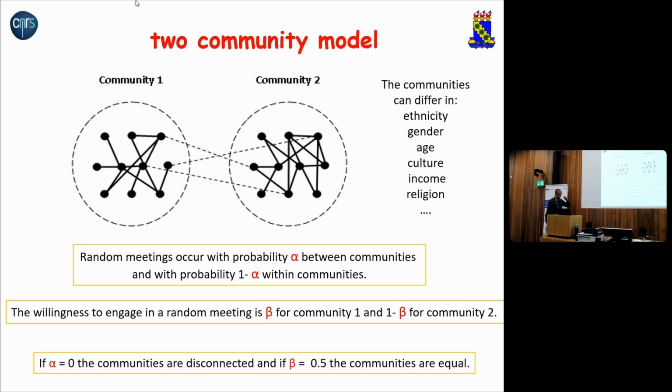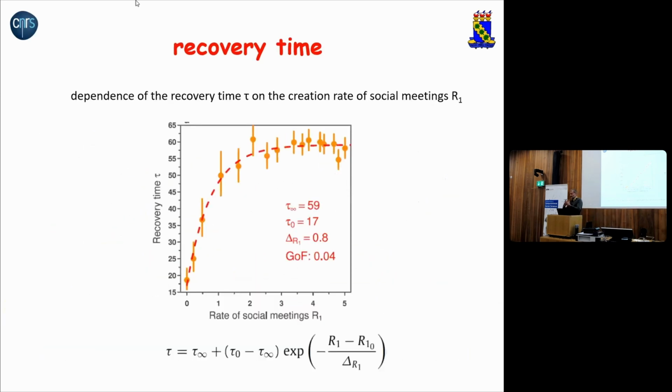So this model has now two additional parameters. One is called alpha, which gives you the proportion of inter-community contacts with respect to intra-community contacts. So if alpha is 0, the two communities are disconnected. And if alpha is 1, then only connections exist between the two communities and not within the community.